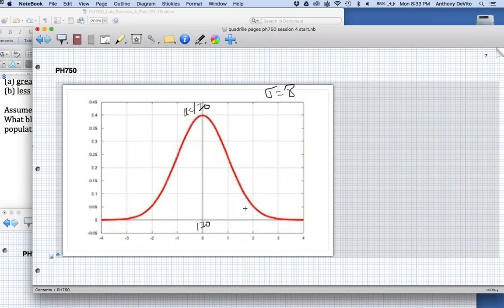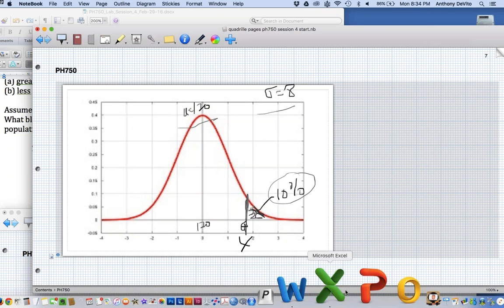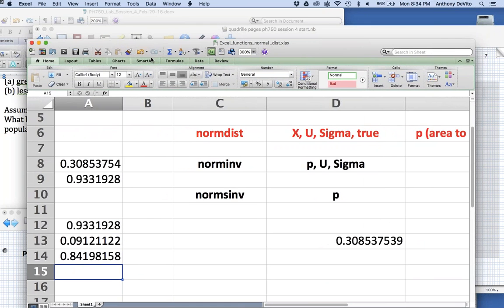I'm just going to draw this anywhere here. I don't know where it would be. But we want to know what blood pressure is represented so that this area is equal to 10%. That's our X. We want to know what blood pressure that has to be. Now we know the mean and we know the standard deviation. Let me go over to Excel to see if there's any function there that'll help me with this.